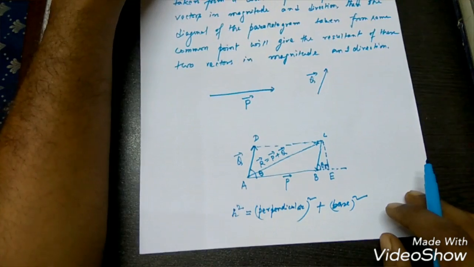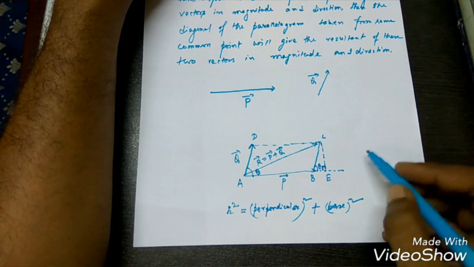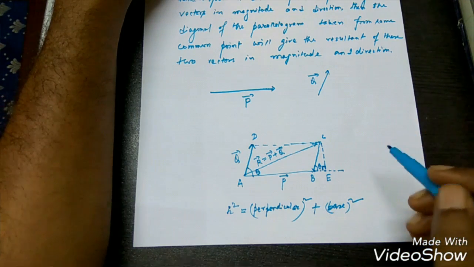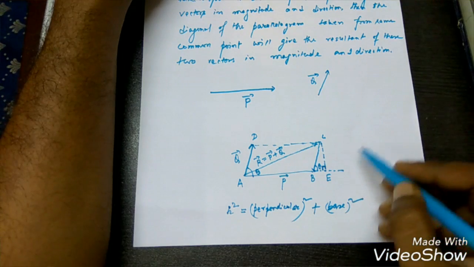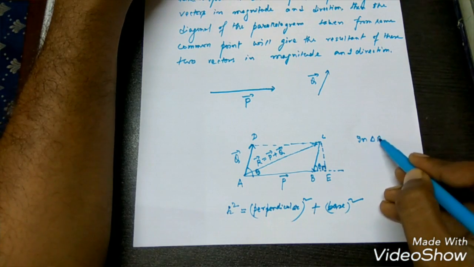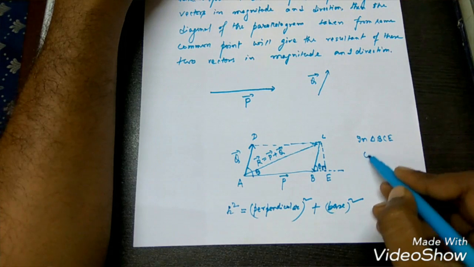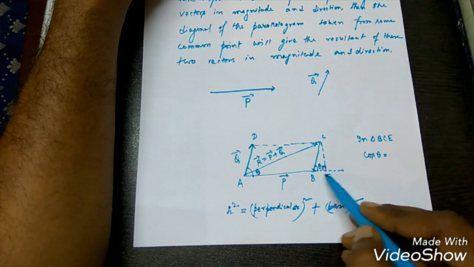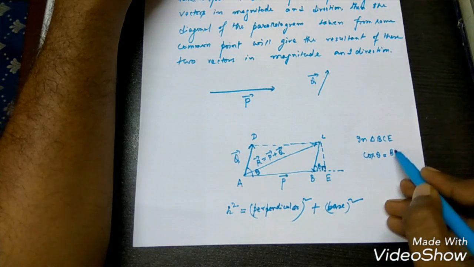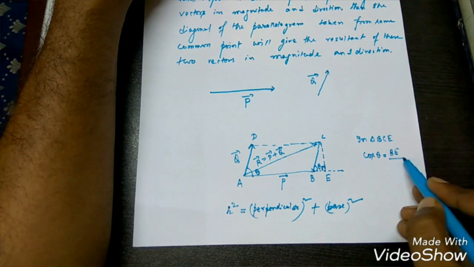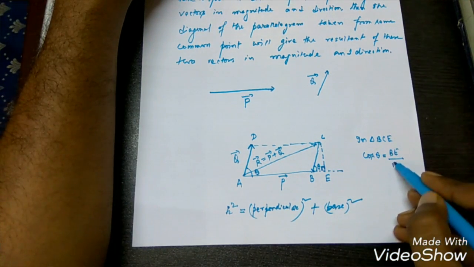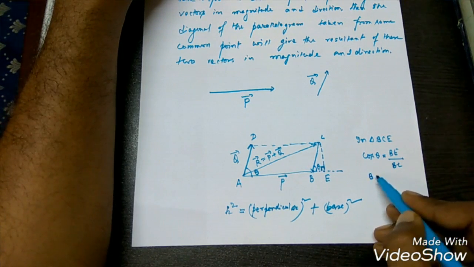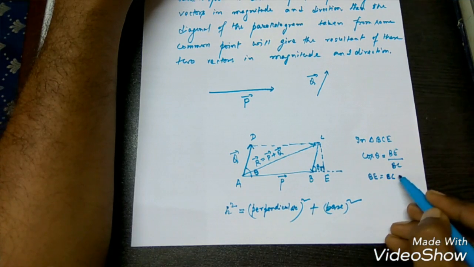Okay, before starting, I am trying to find out the value of cos theta and sin theta. Here, what is cos theta? What is sin theta? In the triangle BCE, cos theta is equal to base by hypotenuse. In this triangle, the base is BE. Now what is the hypotenuse? Hypotenuse is BC. Now on cross multiplication, we will get BE is equal to BC cos theta.